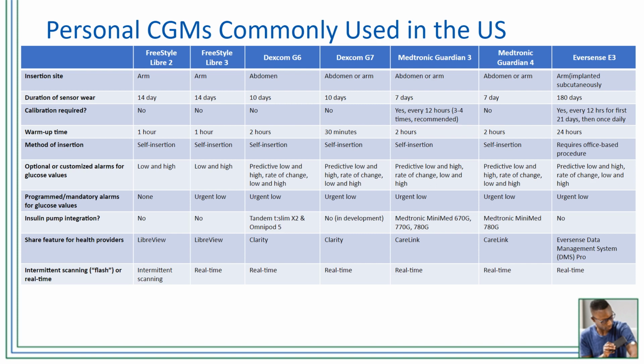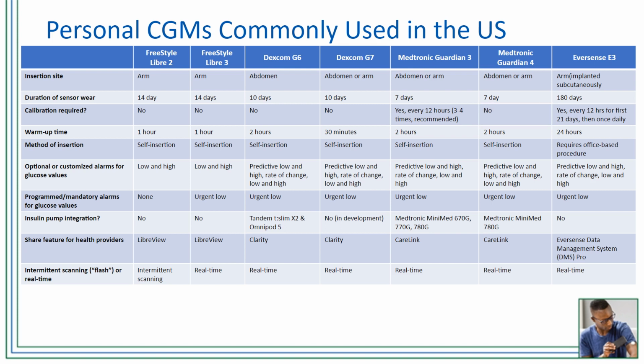So the newer ones like Freestyle Libre 2 and 3, and similarly Dexcom G6 and 7 require no calibration. The older Medtronic Guardian 3 requires calibration every 12 hours, or 3 to 4 times a day is recommended. And similarly with Eversense E3, it's required every 12 hours for the first 3 weeks and then once daily. The Medtronic's Guardian G4 does not require daily calibrations.